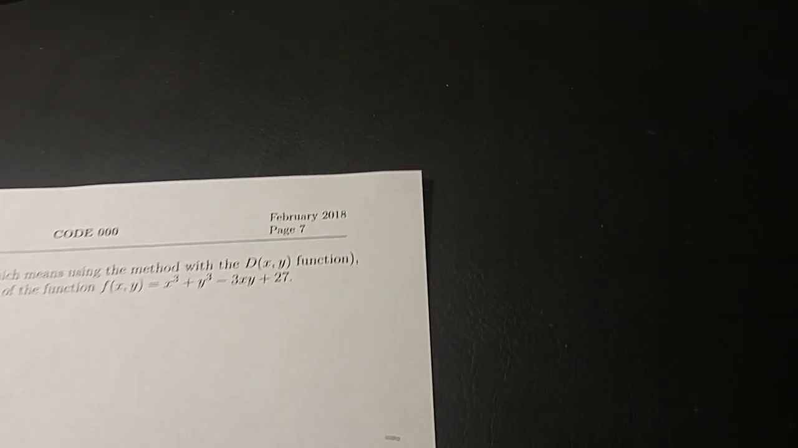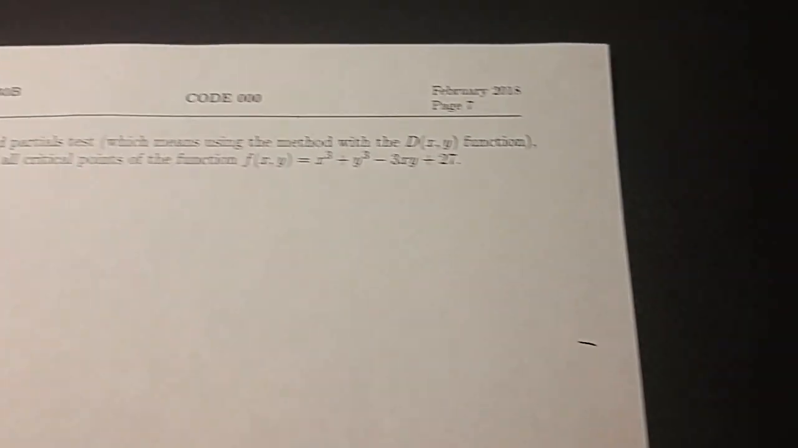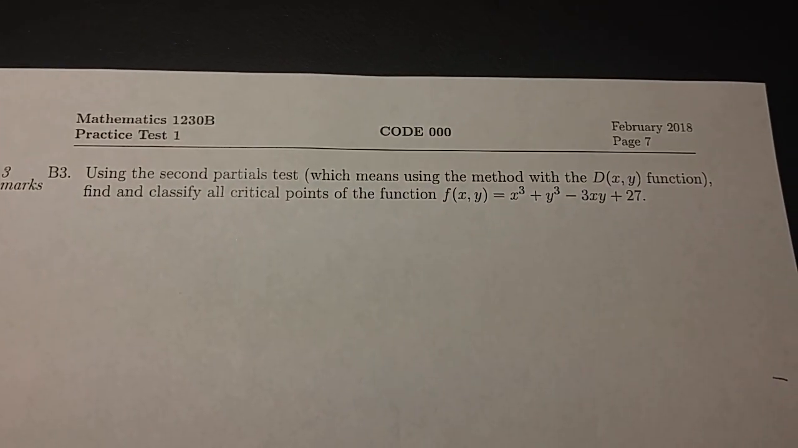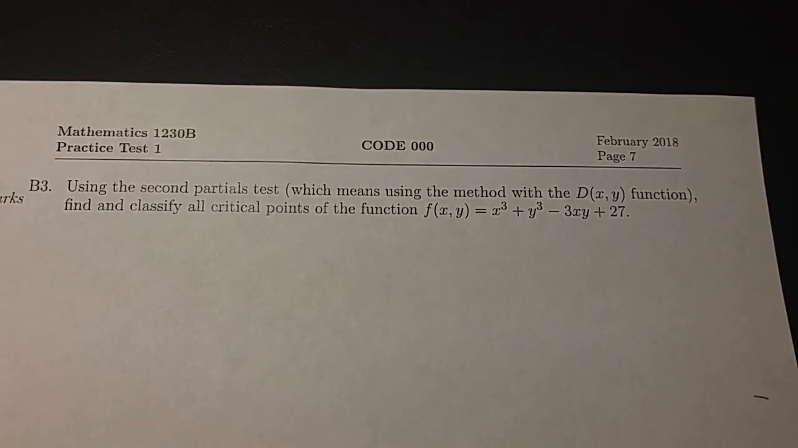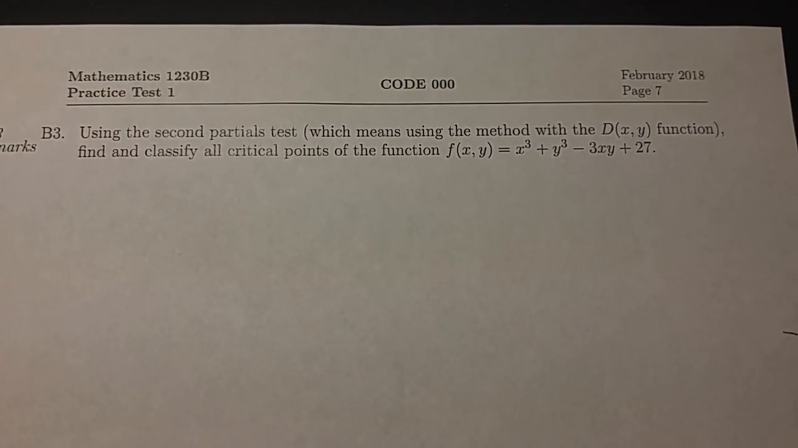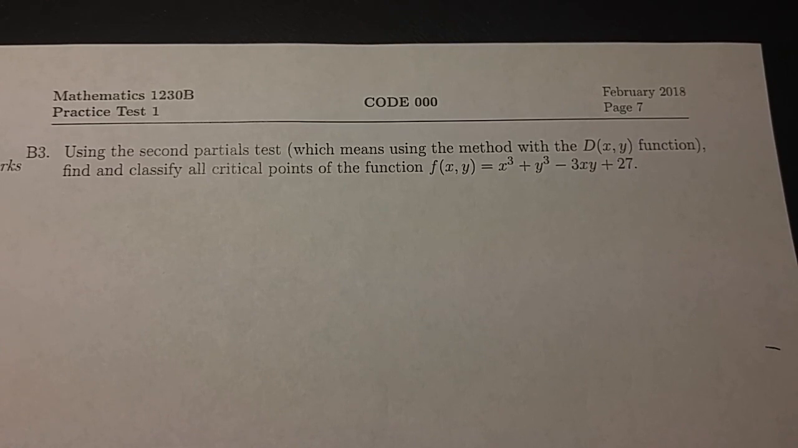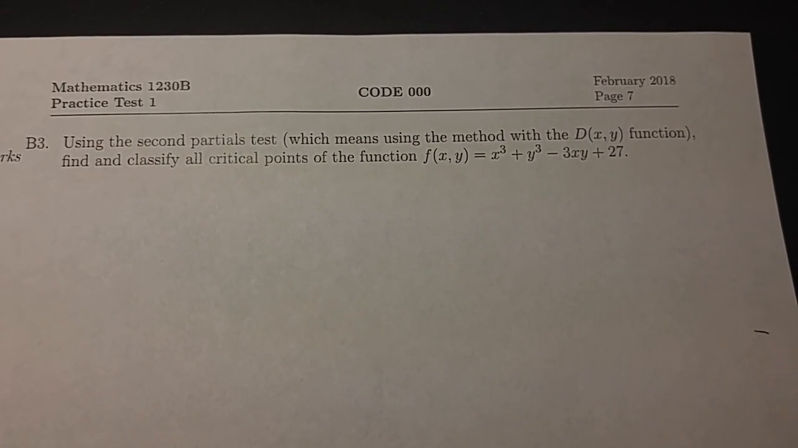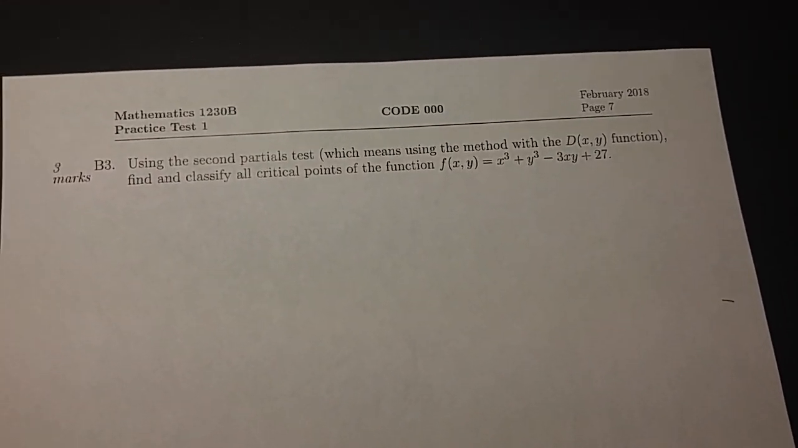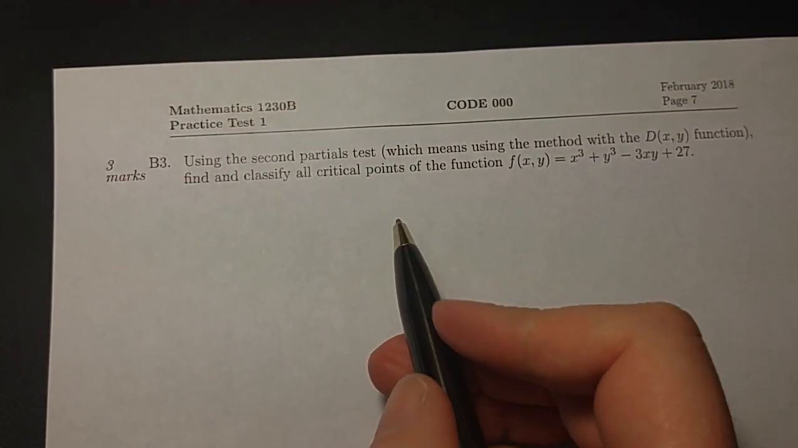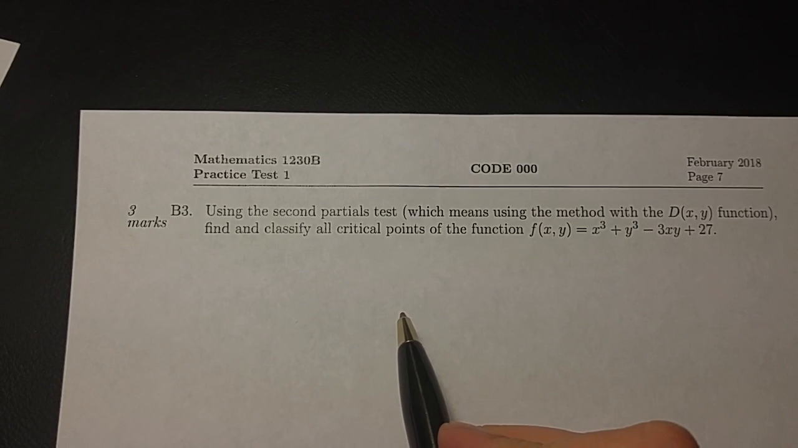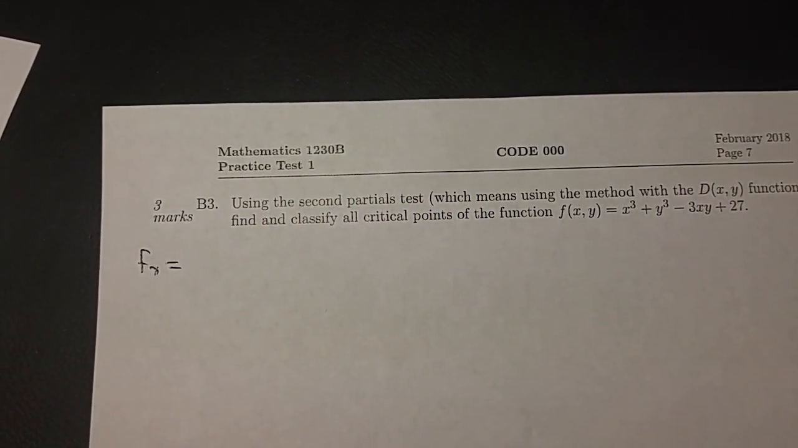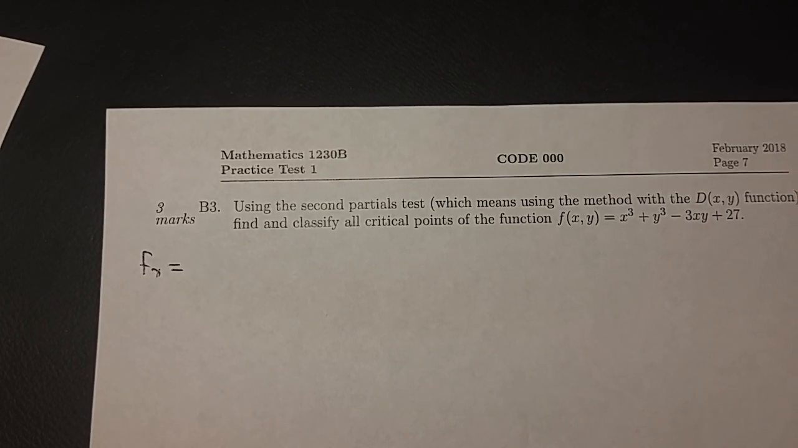Last question. We're asked in the last question to find the second partials, using the second partials test, find and classify all the critical points of the function. Okay, so second partials test requires us to first get the critical points. To get the critical points, we have to take the f sub x and f sub y, and then set both of them to 0.